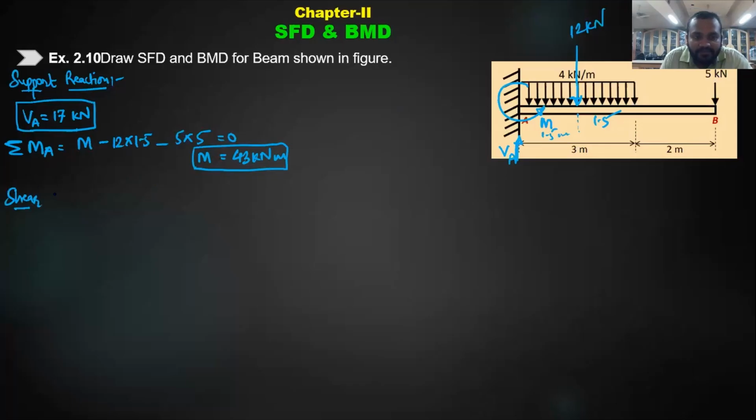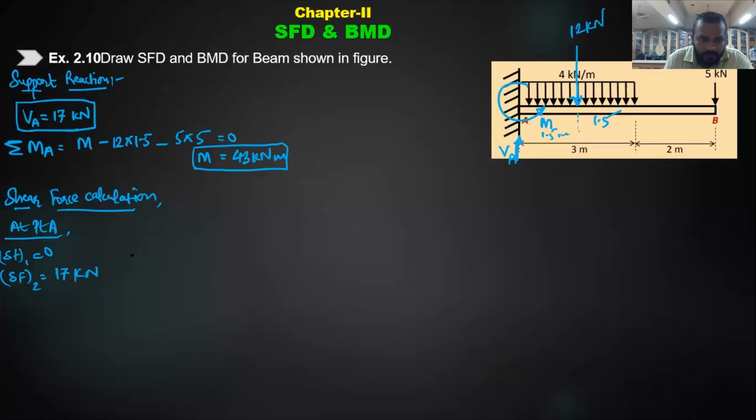How to do the shear force calculation? So we'll calculate shear force at point A. We'll calculate for two parts, SF1 and SF2. SF1 is 0. And SF2 will be VA. Upward is positive or negative? On the left hand side it is positive. So 17.